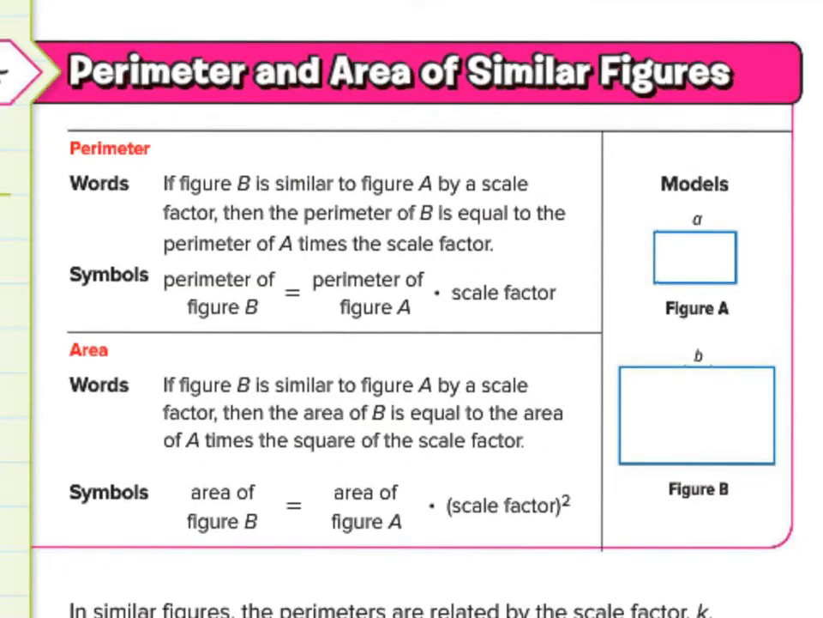Key concept. Perimeter and area of similar figures. Perimeter. Words. What do we mean? If figure B is similar to figure A, which means they're the same shape and their scale factor is the same for all the dimensions, then the perimeter of B is equal to the perimeter of A times the scale factor. So you would have to multiply times the scale factor to get the transformation.